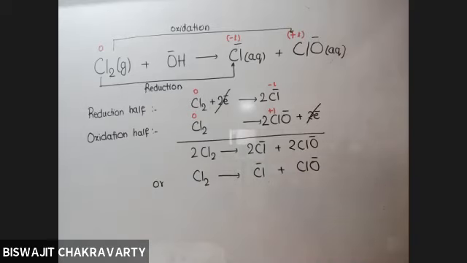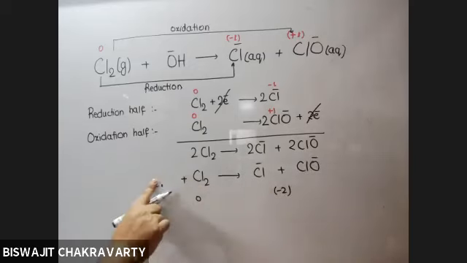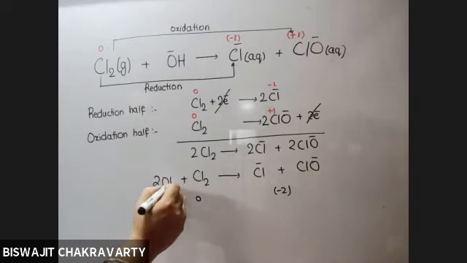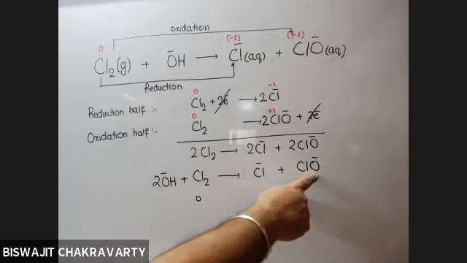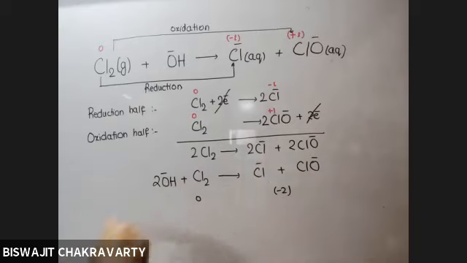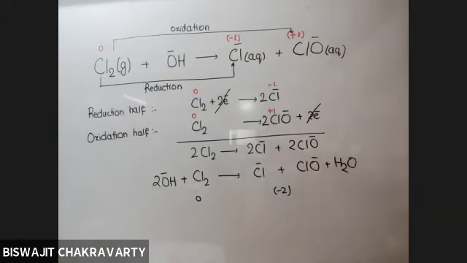What is the overall charge on the left hand side? 0. And this is -2. So put 2 OH minus, isn't it? And finally, calculate for oxygen: 1 here, 2 there. So where should I add water and how many? 1 to the right side. So hydrogen is already balanced, isn't it? So it's balanced.